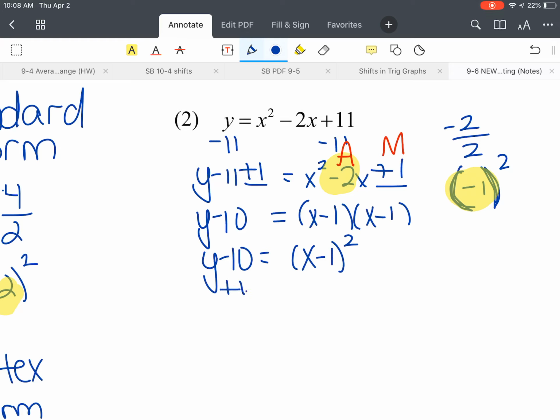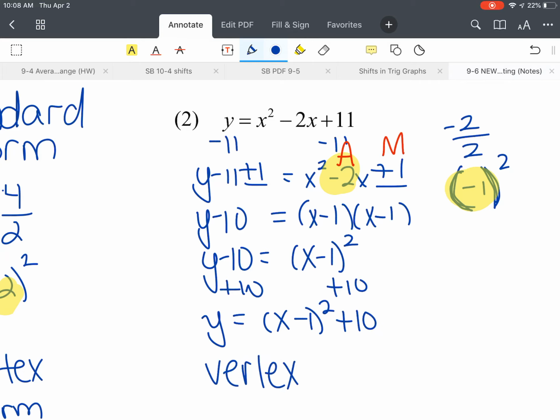Okay. So we're going to write that as x minus 1 squared. And our last step is we're going to add the 10 over to the other side. So now I can see the vertex, since we are in vertex form. I get it right here. So it's not a negative 1, it's a positive 1, 10.